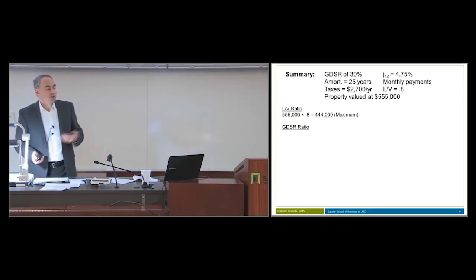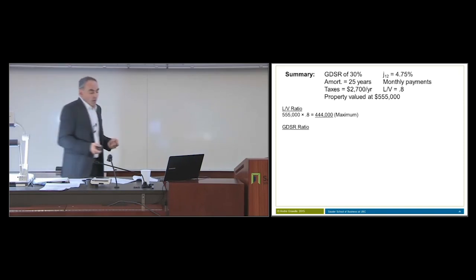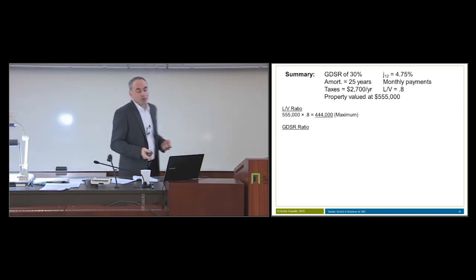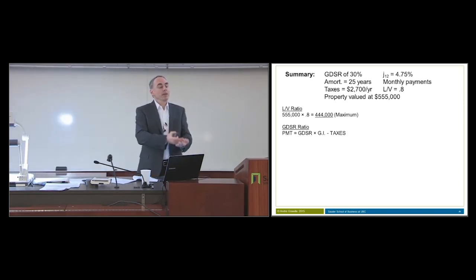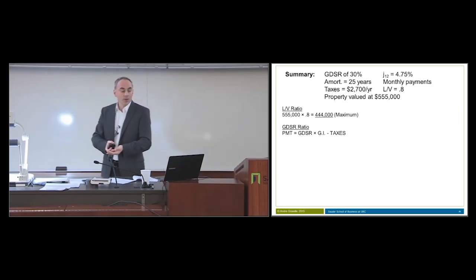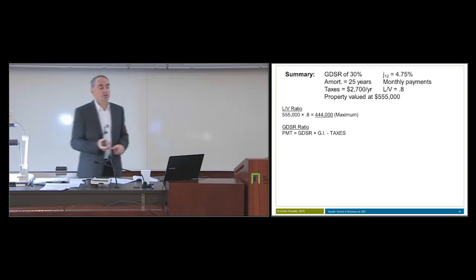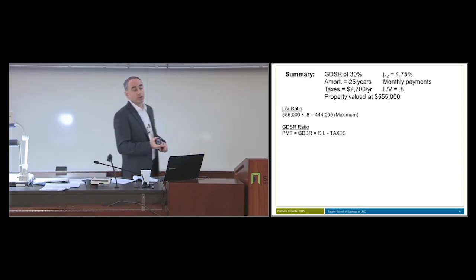Second constraint, of course, is the gross debt service ratio constraint. So let's look at that. Well, if you recall, the gross debt service ratio, the equation was the payment, which was a maximum payment, is equal to the gross debt service ratio itself, multiplied by the gross income of the individual or individuals, minus property taxes. So the gross debt service ratio is given as 30% or 0.3.